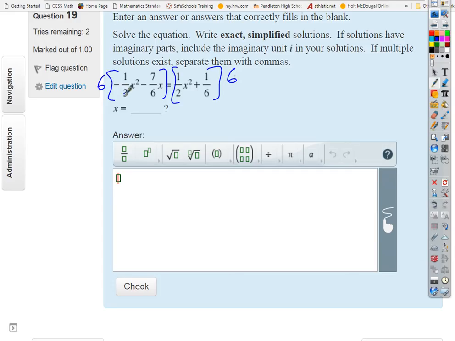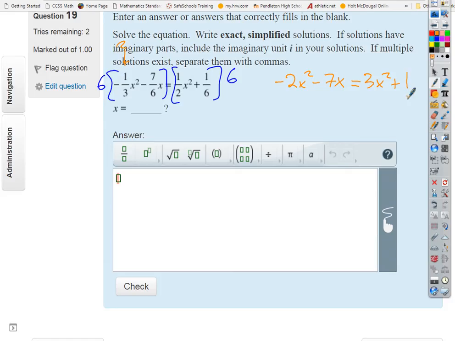So 6 over 3 is 2 times 1, so I end up with, that's going to make this first term a negative 2x squared. 6 over 6 cancels, so I just get minus 7x equals 6 over 2 is 3 times 1 is 3x squared. And then 6 times 1/6 is 1.